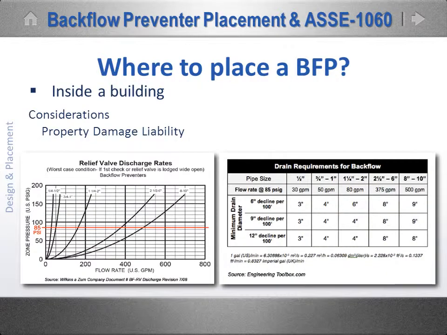So if these things are designed to dump water, then drain capacity is the issue, right? The chart on the left is from the Wilkins Corporation. It's the relief valve discharge rate chart for its top-of-the-line RPZ, the 375. It illustrates the flow rate of that device in various sizes and at various pressures. Note that a 2.5-inch device will flow 375 gallons per minute at 85 psi.